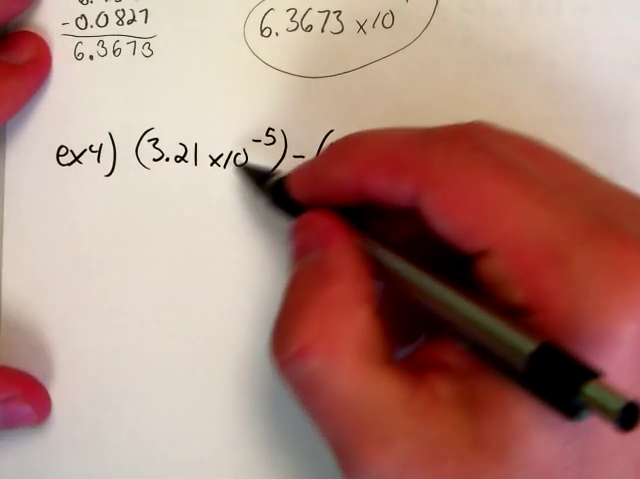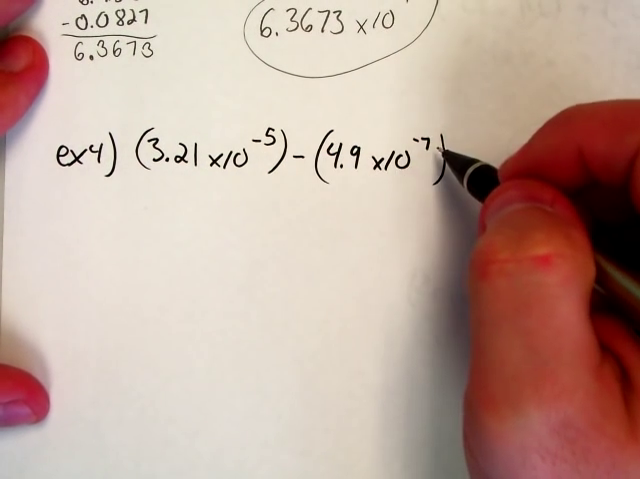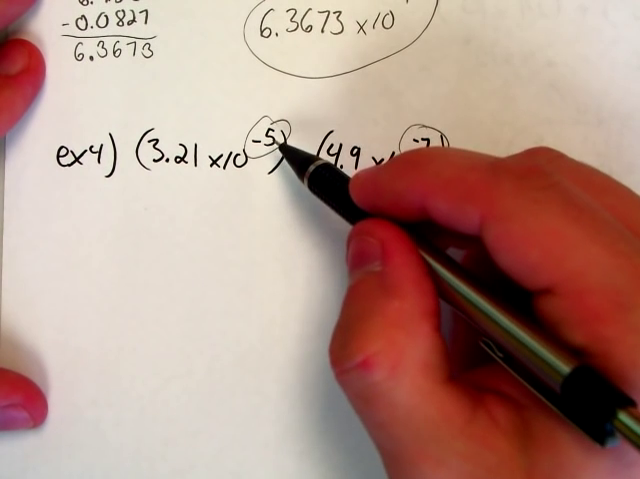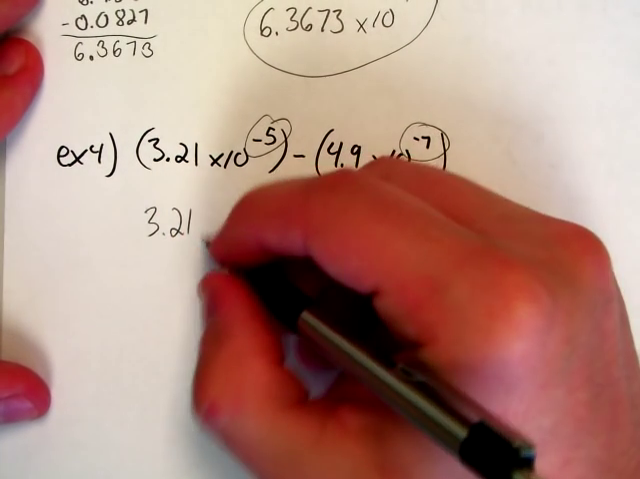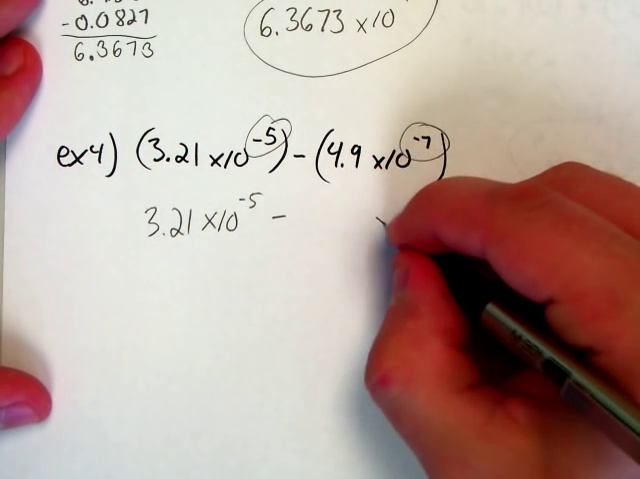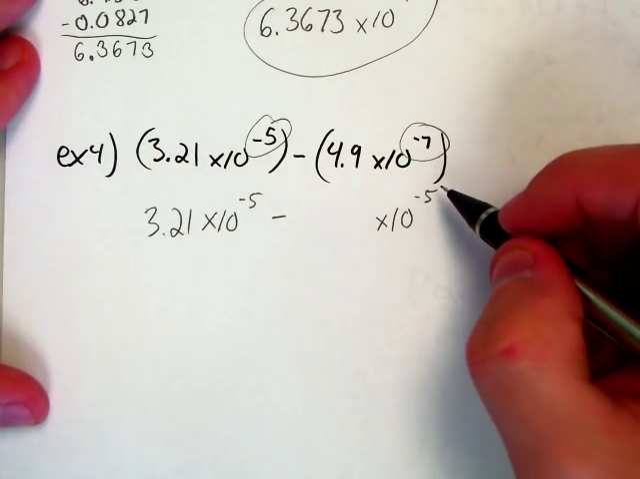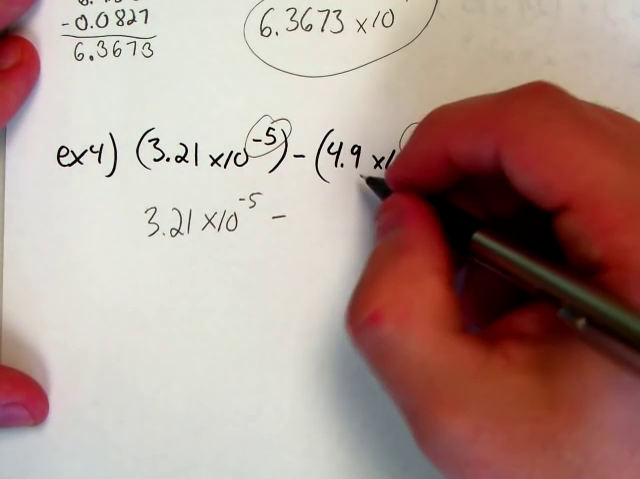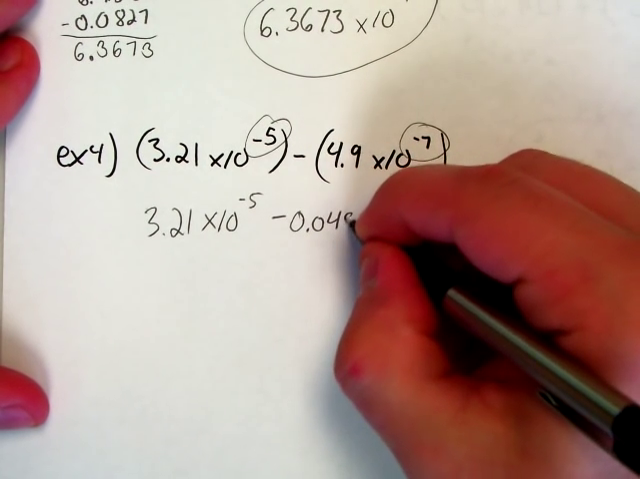All right, last example here. 3.21 times 10 to the negative 5th minus 4.9 times 10 to the negative 7th. Negative 5 is greater than negative 7. So I want to raise this one up to be here. So this number here, 3.21 times 10 to the negative 5th, isn't going to change. This one is from negative 7 up to negative 5. I brought it up by 2, so I'm really multiplying by 100, which means I need to divide this side by 100 or move the decimal point 2 places.